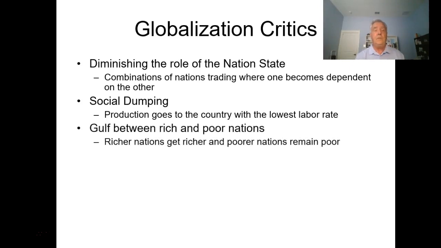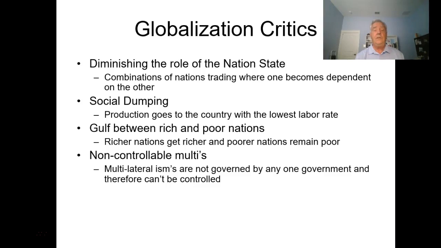The gulf between rich and poor nations. One of the problems is a lot of people feel that through trade, the rich get richer and the poor get poorer. Okay? That's called the gulf between rich and poor nations. And a lot of people criticize globalization, saying that what it does is the richer nations continue to make more and the poorer nations remain poor. Not necessarily get poorer, but remain poor.